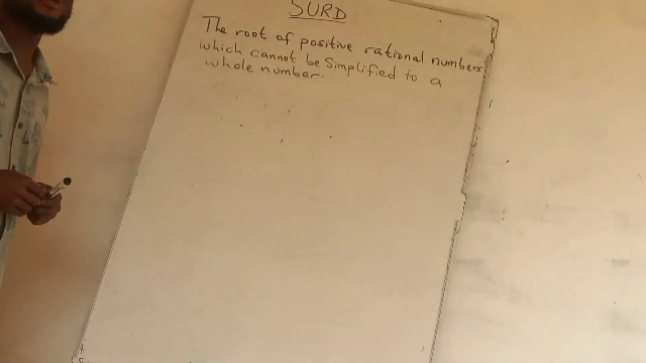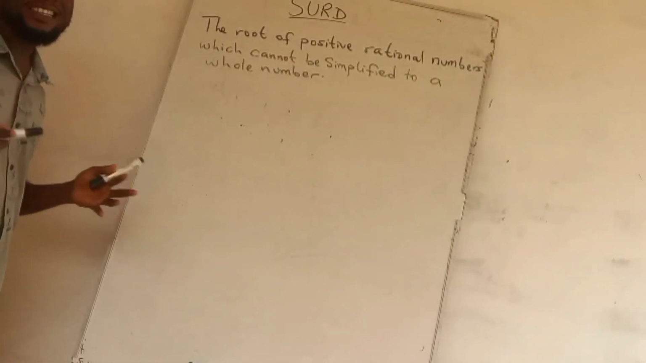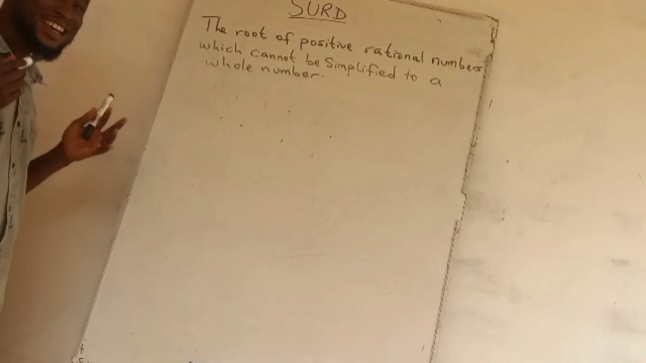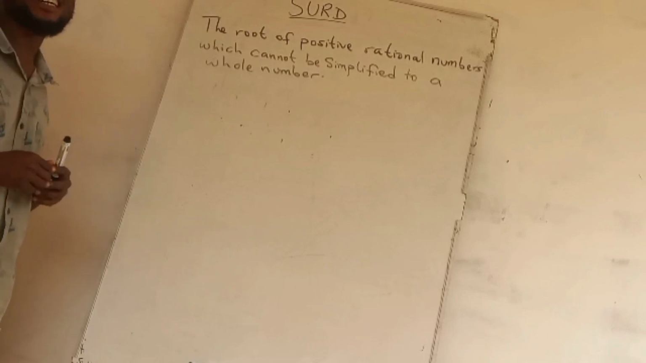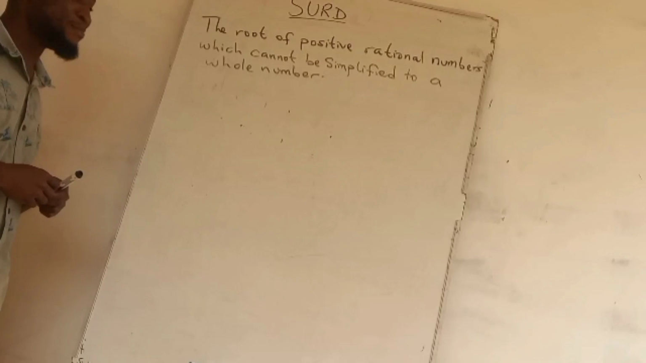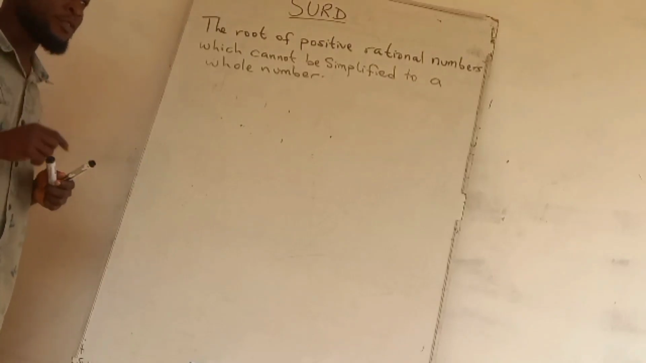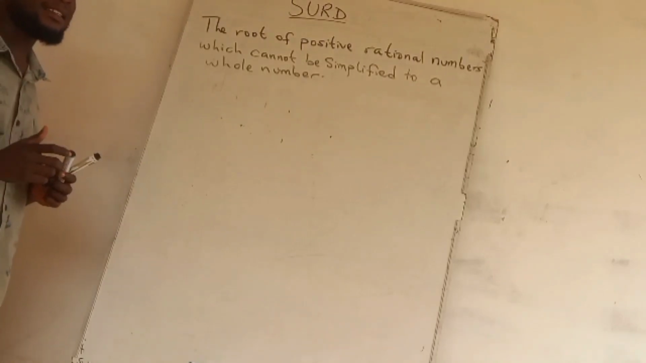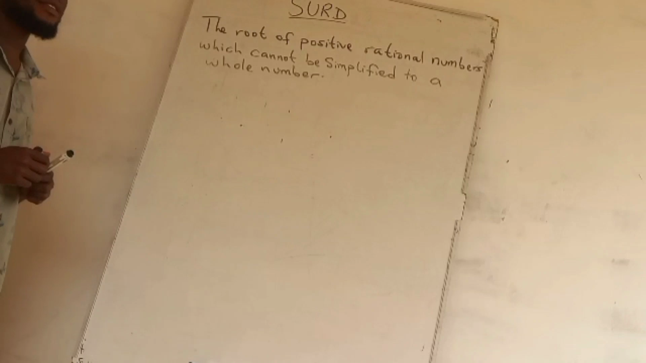This is an introduction to surd. When we say surd, what does it mean? Surd is the root of positive rational numbers, which cannot be further simplified into whole numbers. Now, first of all, when you want to understand surd, you have to know your square numbers.